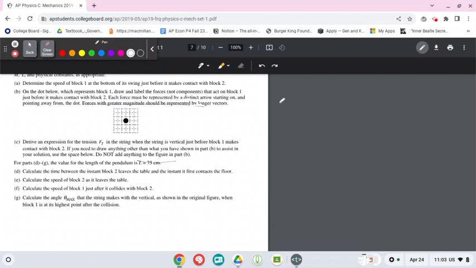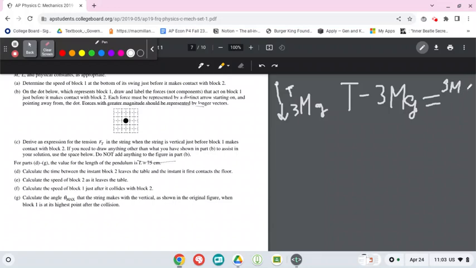So we already said that there was tension up, and then gravity down. Gravity here would be 3mg. And so the net force is going to be equal to the centripetal force. So T minus 3mg equals 3m v squared over r.